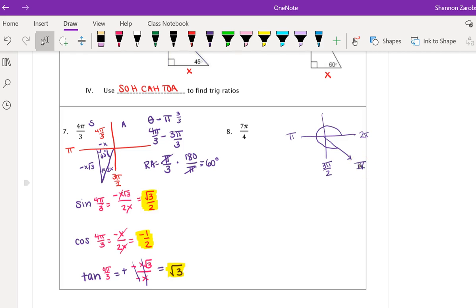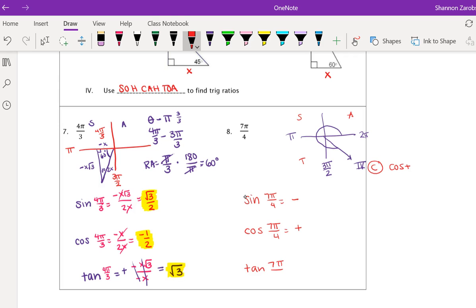Quadrant 4 is all students take calculus. C, that's cosine is positive. So that means that sine of 7 pi over 4 is going to be negative. Cosine of 7 pi over 4 is going to be positive, and tangent of 7 pi over 4 is going to be negative as well.